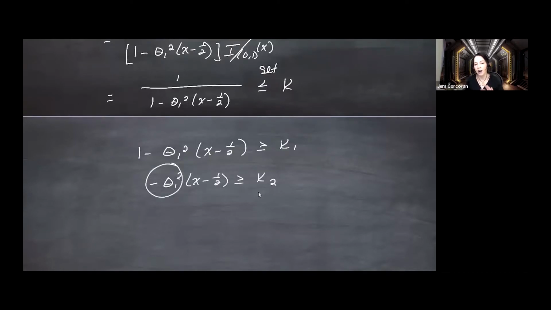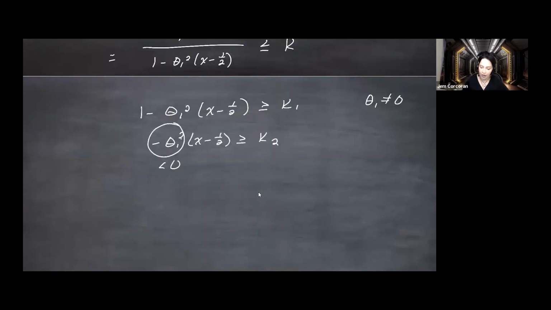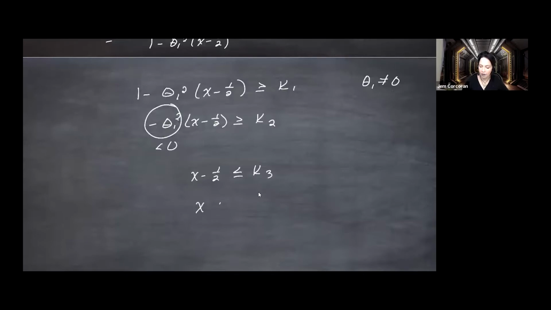So no matter where our theta 1 is, because it's just non-zero, so it could be positive or negative, it doesn't matter because of the squared here. This is always negative, no matter what side of 0 we chose our theta 1. So if you divide, you will flip again and get some k3, and move the 1/2 over and you'll get some k4. And so you'll see that the form of the test is the same for any theta 1 that's not 0.